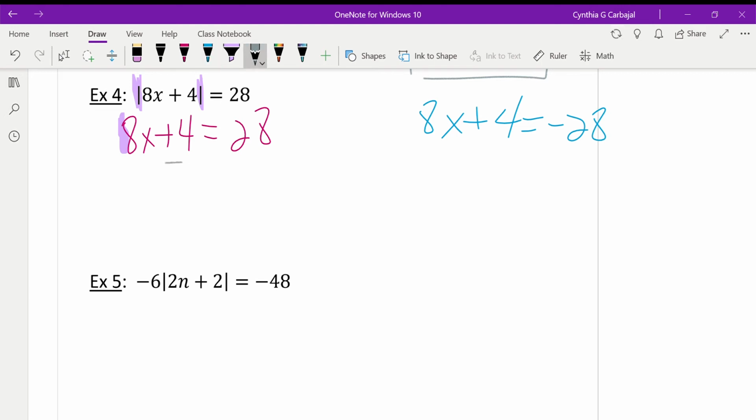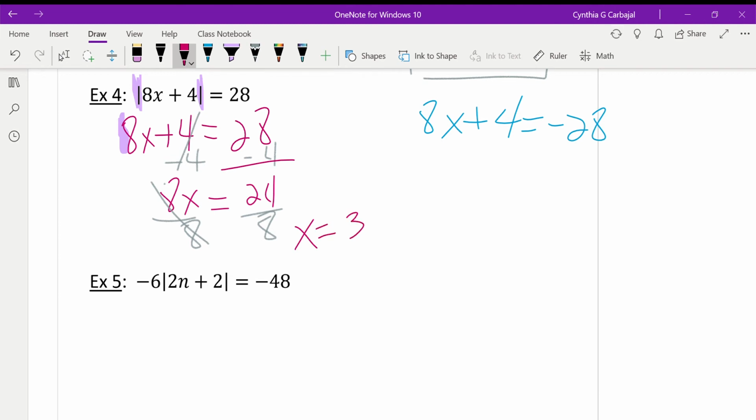Get rid of the 4 by subtracting 4 minus 4. So that's 8x equals 24. Then divide by 8. And I'm just solving right here. If you're not sure why I'm doing these certain steps, these are all steps that we were supposed to learn in Algebra 1. So if you need help solving, please come to tutoring or ask in class and I will be glad to help you.